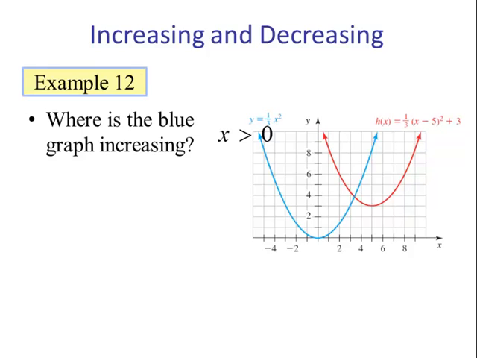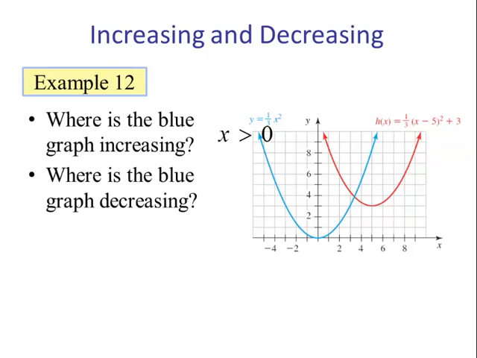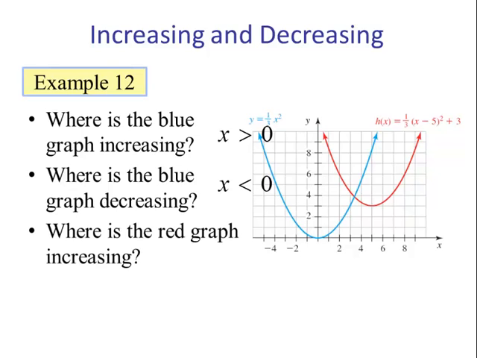We would say x is greater than 0. Where is the blue graph decreasing? That would be to the left of 0. So we would say when x is less than 0, this function is decreasing. Where is the red graph increasing?